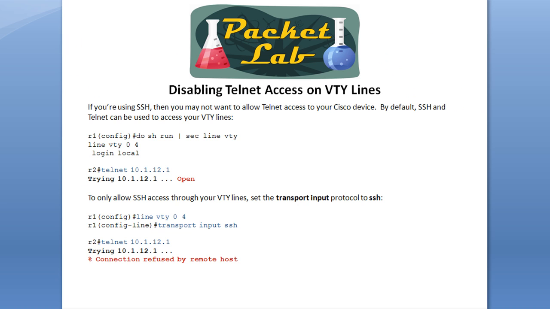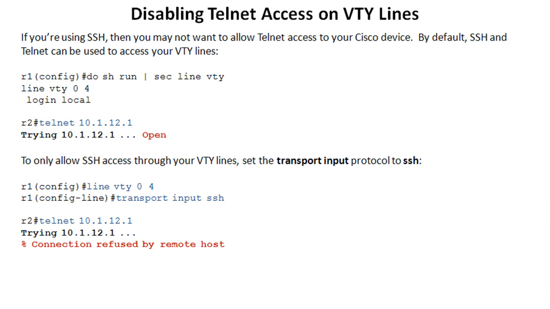While this is an optional step, I think it should be mandatory in most implementations, and that is disabling Telnet access on the VTY lines. So when you configure your device for SSH and you set up all the steps that we showed earlier, in this case R1 has been set up for SSH, what you might think then is, okay, you can only use SSH to access this device. And that's not true. It will allow you to still telnet to it.